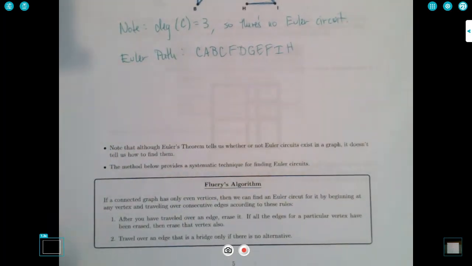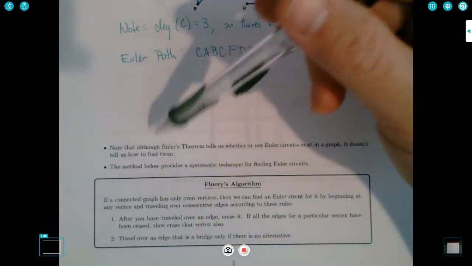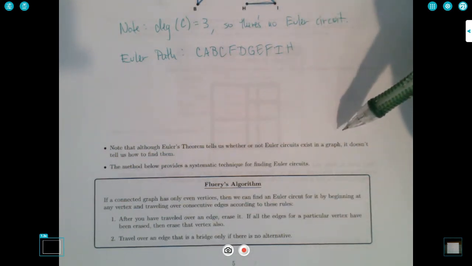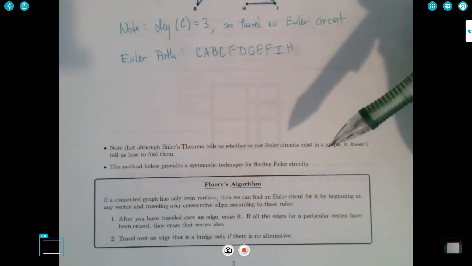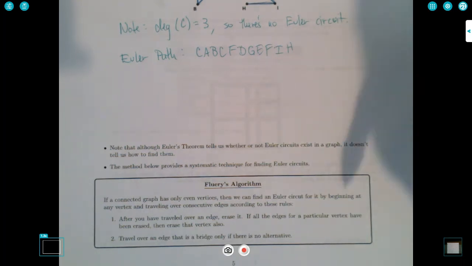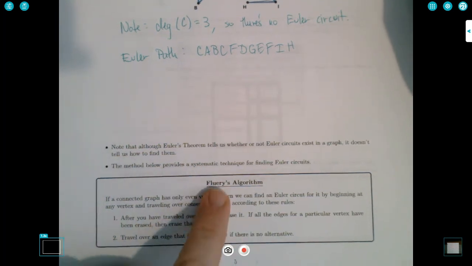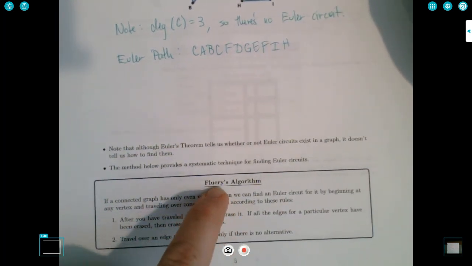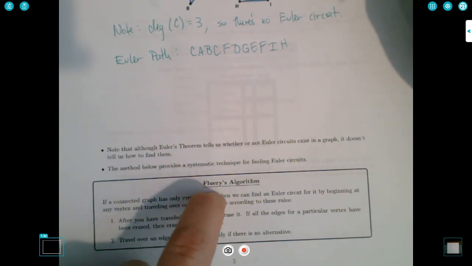Very good. So, note that although Euler's theorem tells us whether or not Euler circuits exist in a graph, it doesn't tell us how to find them, right? It only tells us whether or not they exist. And finding them can be tricky. It can be a little bit challenging. So we're going to talk about a way that we can find Euler circuits called Fleury's Algorithm. And actually, I don't know if that's the way that you say that name. I didn't look that name up.